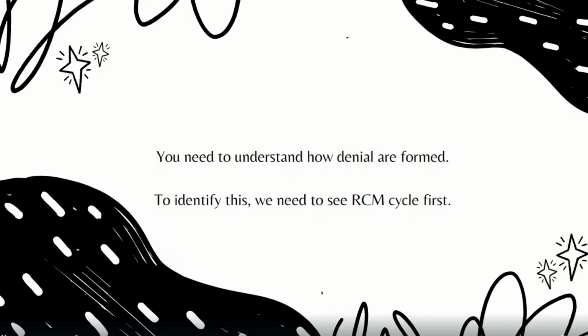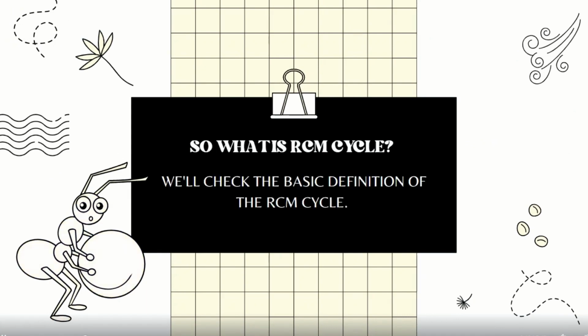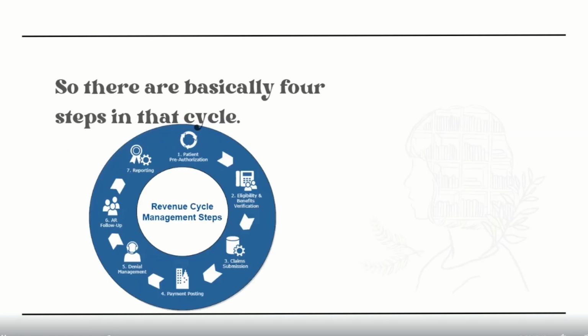To identify this, we need to see the RCM cycle first. So what is the RCM cycle? We'll check the basic definition of the RCM cycle. This is a financial process utilizing medical billing software to track patient care episodes from registration and appointment scheduling to the final payment of balance. So there are basically 4 steps in that cycle.